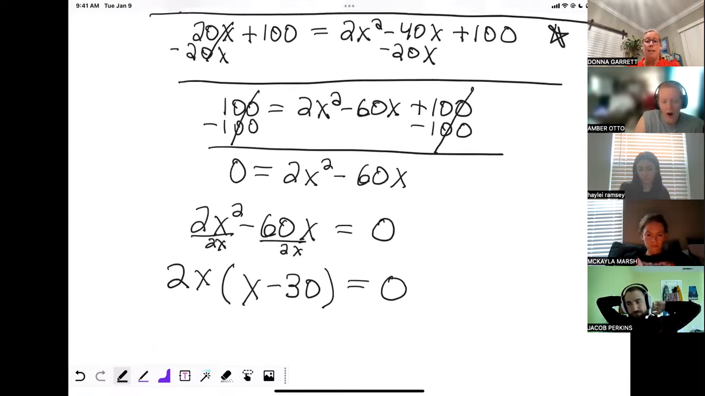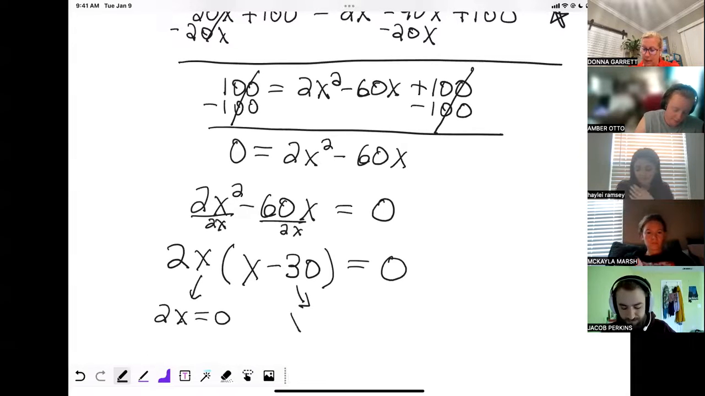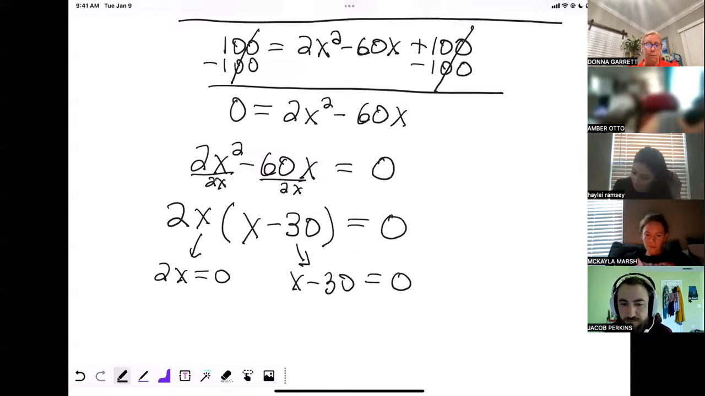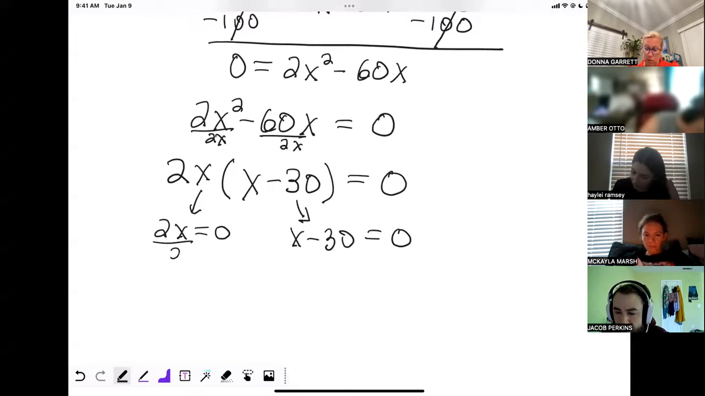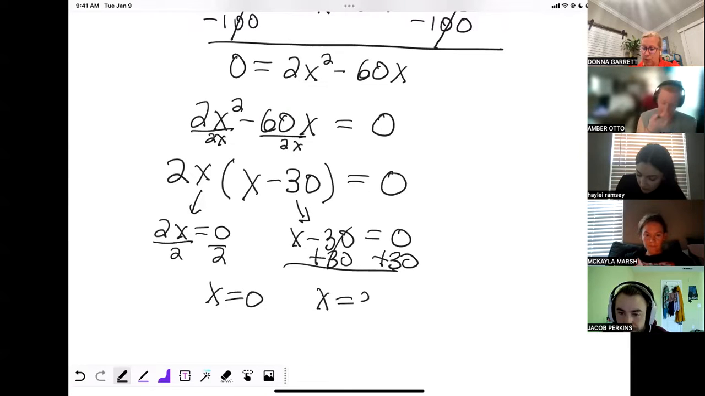Okay, so each factor can equal 0. 2x is equal to 0, and x minus 30 is equal to 0. And now we can solve. Divide by 2, divide by 2. x is equal to 0. And x is equal to 30. Of course, we got 2 solutions because it was a square, right?